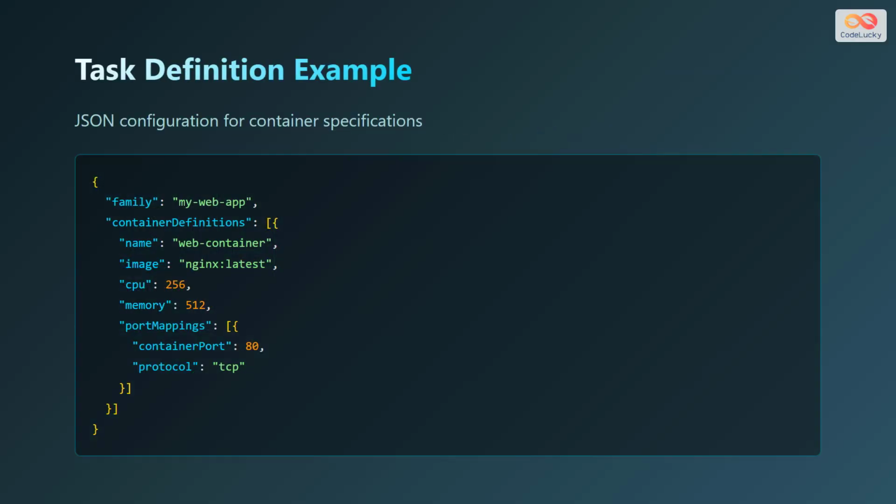Here's a simple task definition example in JSON format. The family field specifies the task definition name, in this case, my-web-app. Under container definitions, you define the container name, the Docker image to use such as Nginx latest, the CPU units which is 256, memory in megabytes which is 512, and port mappings. The port mapping shows container port 80 using TCP protocol for web traffic.